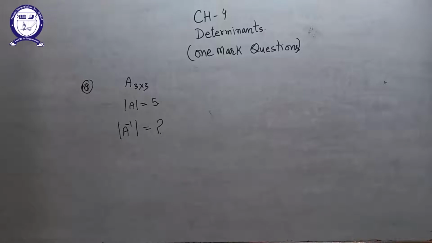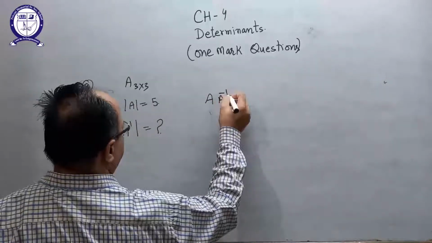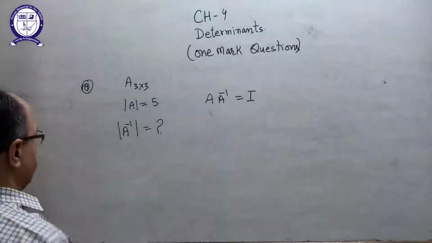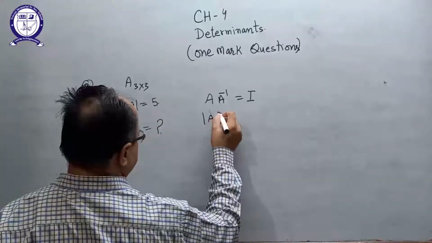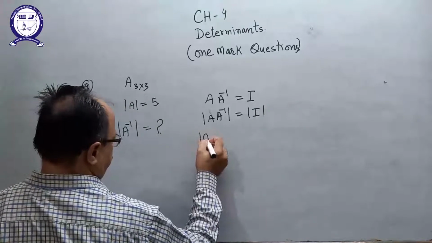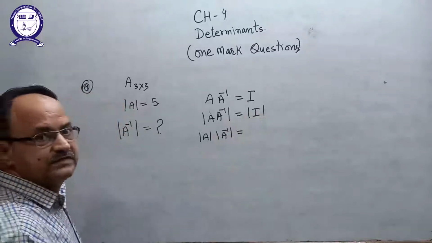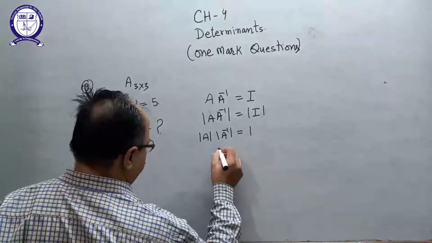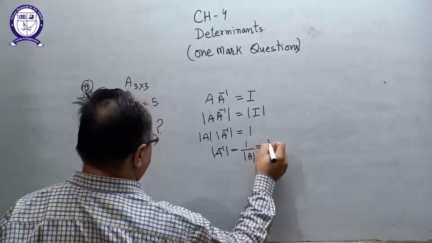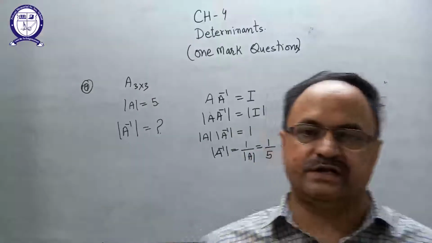Can you find? Formula, you know about this property. A into A inverse is equal to I. Taking determinant both sides, you can write determinant of A into determinant of A inverse, and the determinant of I is always 1. Therefore, determinant of A inverse is equal to 1 by determinant of A. Therefore, the answer of this question is 1 upon 5.